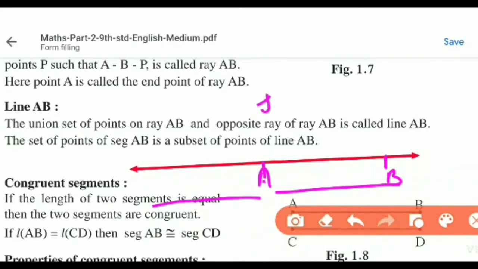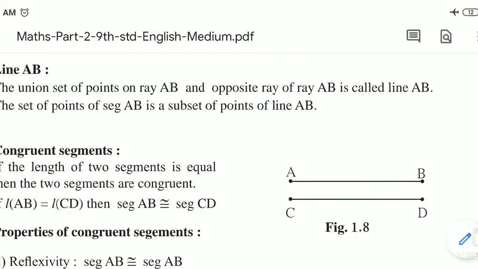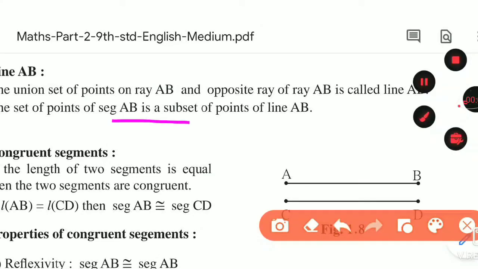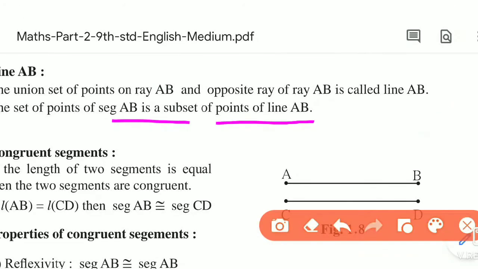So in this way we can write that seg AB is a subset of the points of line AB.